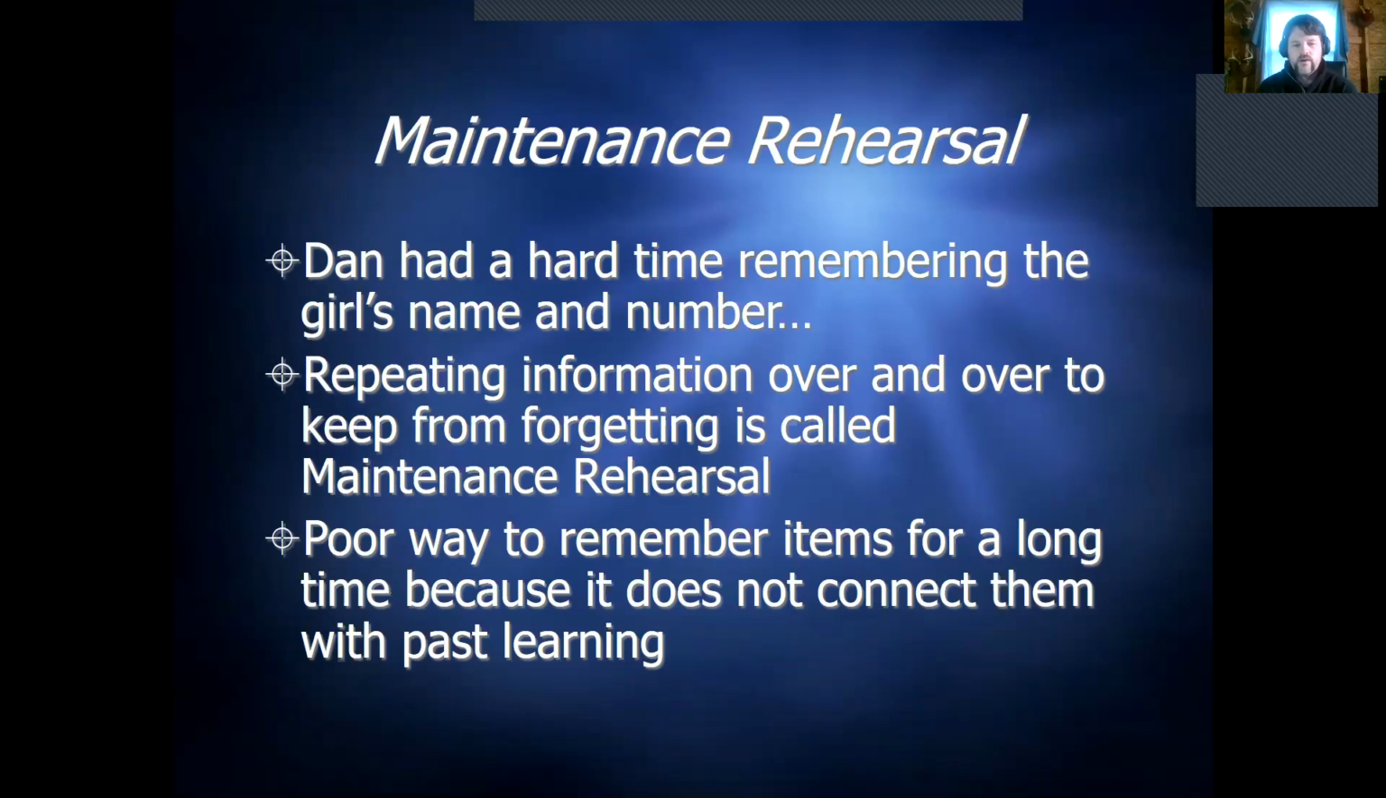It's a poor way to remember items for a long time. If you picture your brain as a file system, throwing a phone number in a file without connecting it to anything else is just kind of in the middle of nowhere. If you can imagine trying to find a little bit of information in a huge file system, maybe you have that with a computer, right? You saved your paper for English, but you didn't really pay attention to where you saved it. And then you're looking for it and you have no idea where it is. So it's a poor way to remember items for a long time.